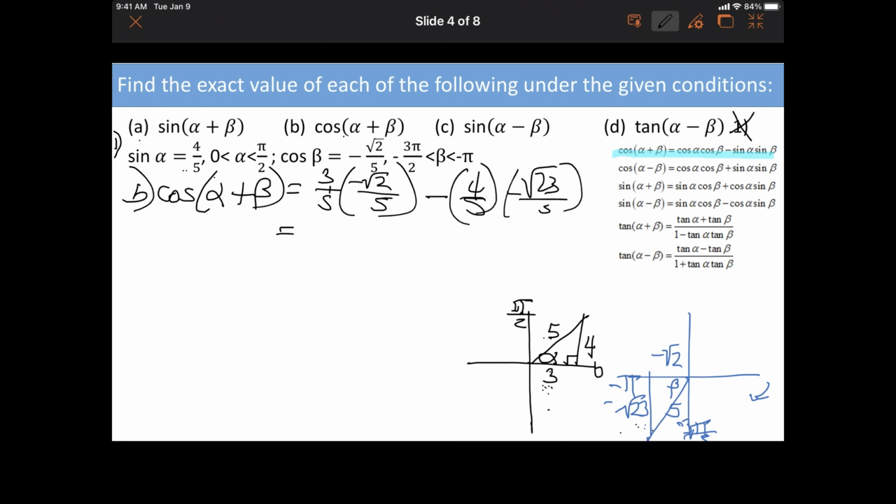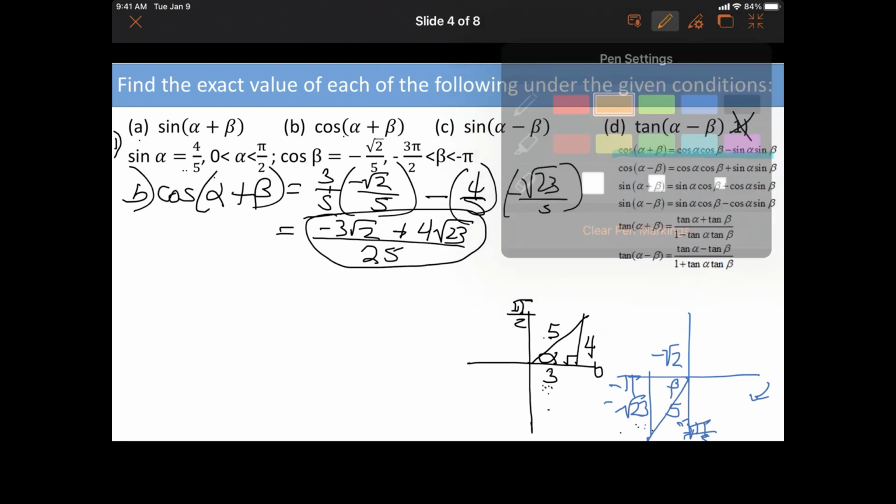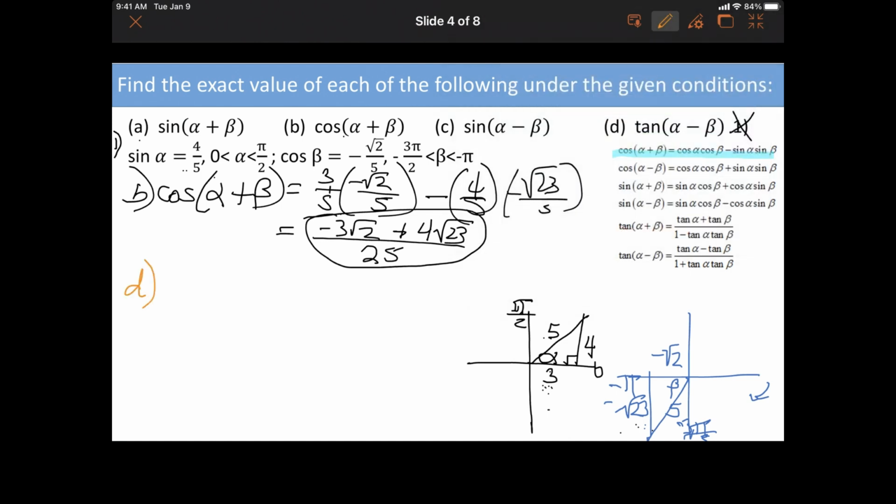Okay, so the denominator should be the same, so it's 25. 3 root 2, negative, and negative positive, 23. Okay, there we are. All right, tangent.